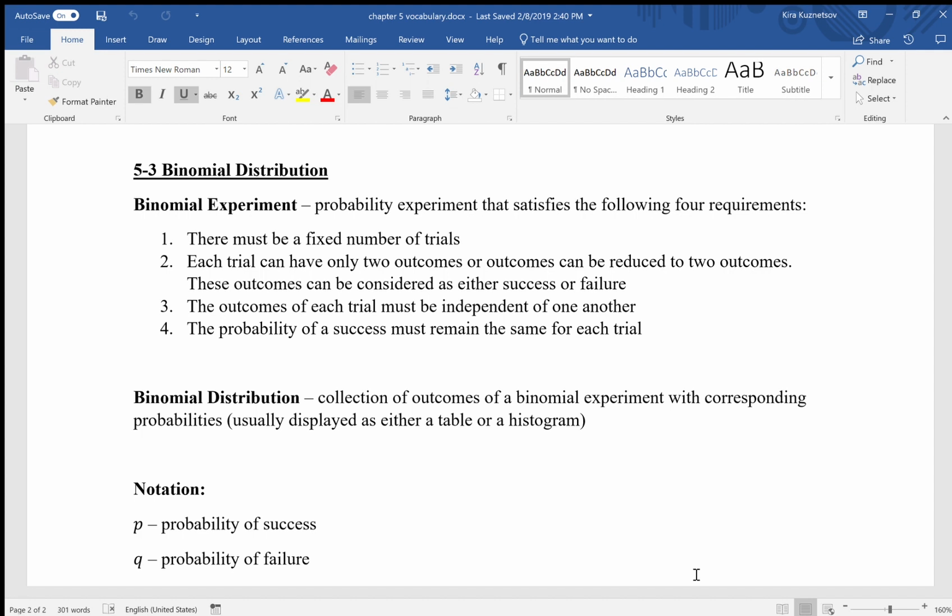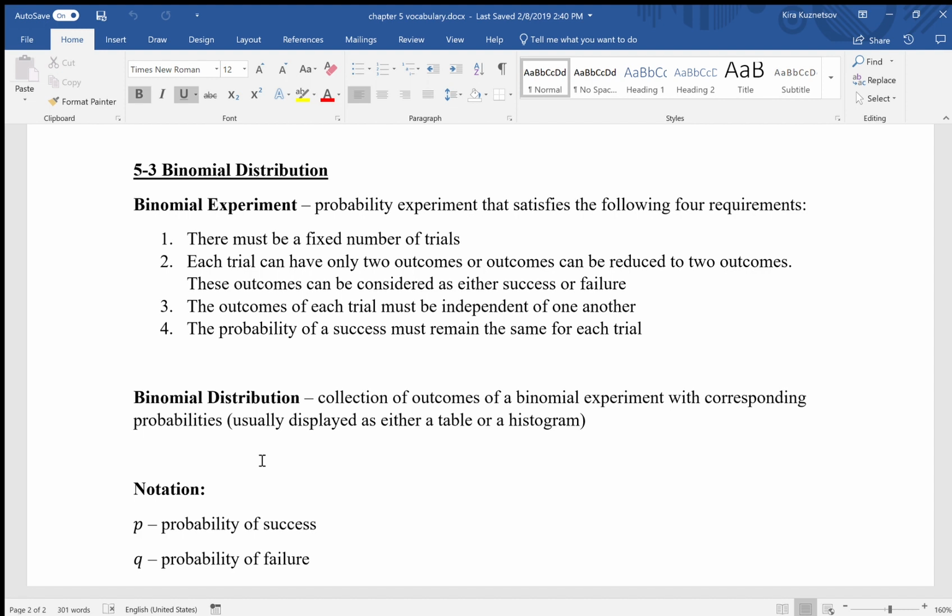So what is a binomial distribution? My next vocabulary word. It's a collection of outcomes of a binomial experiment with corresponding probabilities. The reason binomial distribution is in chapter 5 is because it is a discrete probability distribution. You cannot make 2.5 shots. You will either make 2 out of those 10 in a basket or 3 out of those 10 in a basket. It is not possible to be anything between 2 and 3.